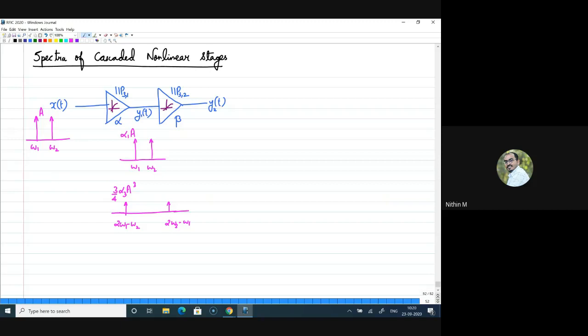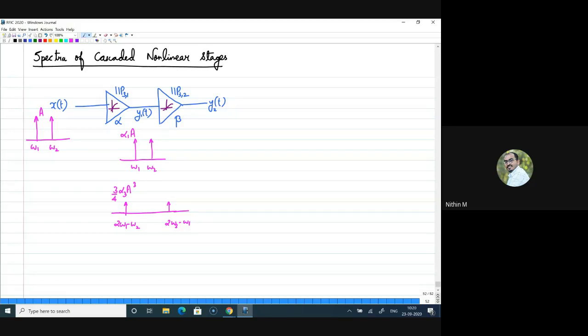Right. So with an input of two tones, the output of the first stage will have the fundamental term as well as the intermodulation term. Right. Now, when these components pass through the second stage, which is adding a gain of beta to the fundamental, other coefficients will apply to the other terms, in the sense of third order terms.